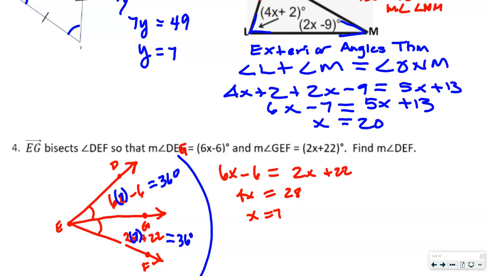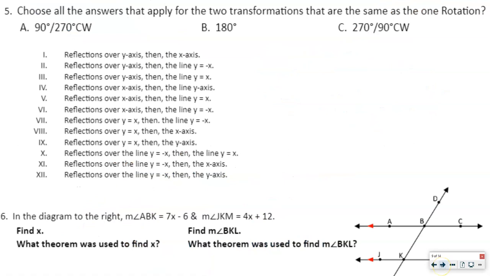And then it's asking us for the whole big angle, DEF, right? So don't we have to do 36 plus 36 to get the whole big angle? And it's 72 degrees. Okay?